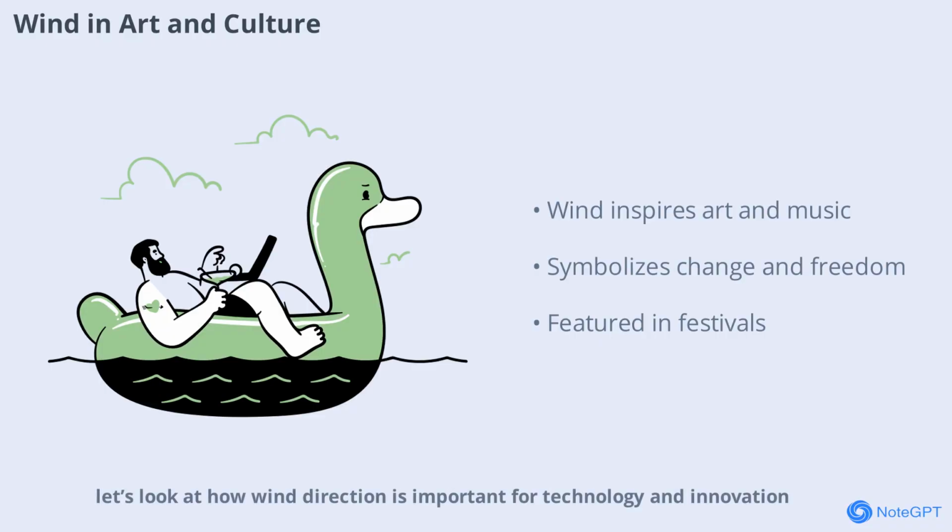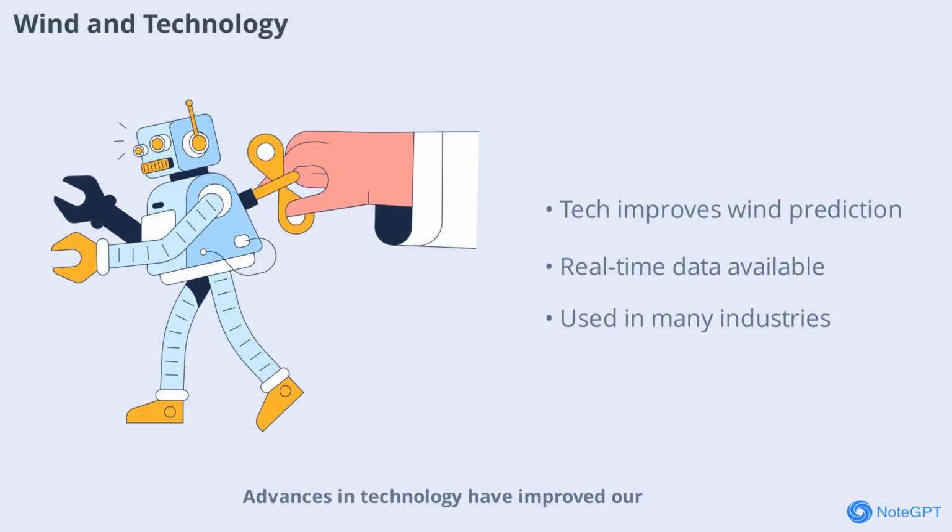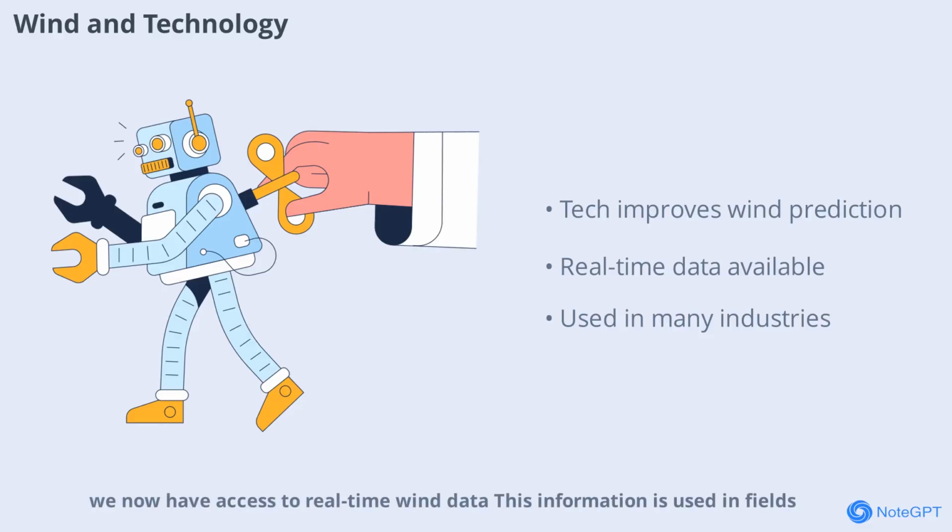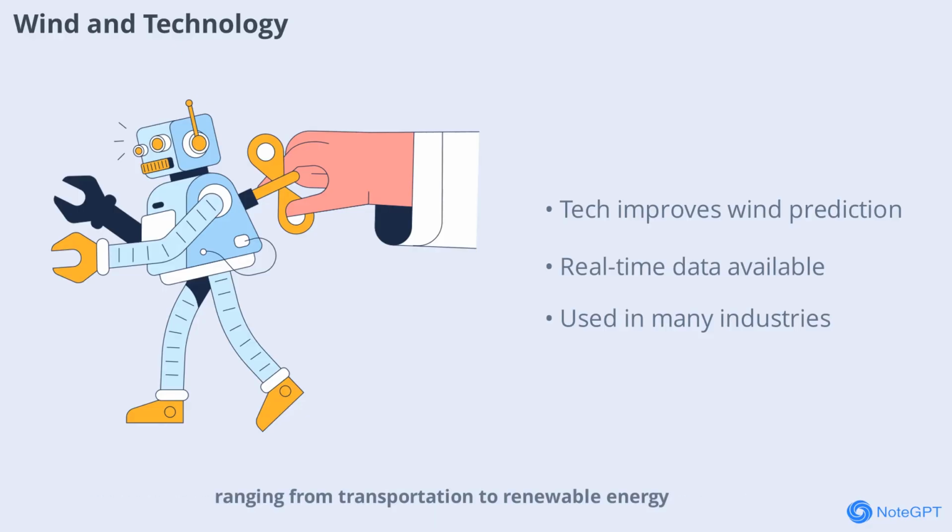Next, let's look at how wind direction is important for technology and innovation. Advances in technology have improved our ability to measure and predict wind direction. From high-tech weather stations to smartphone apps, we now have access to real-time wind data. This information is used in fields ranging from transportation to renewable energy. Innovations like drones and autonomous vehicles also rely on accurate wind direction data for safe operation.